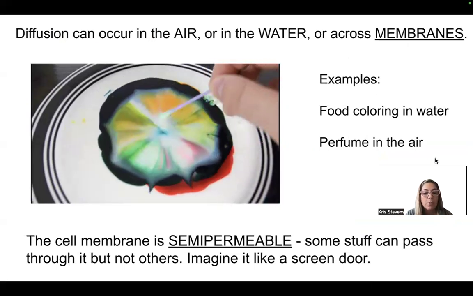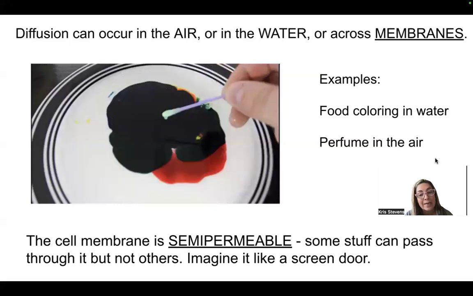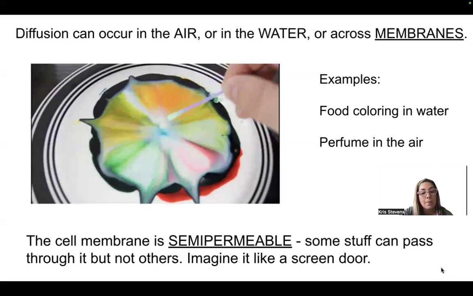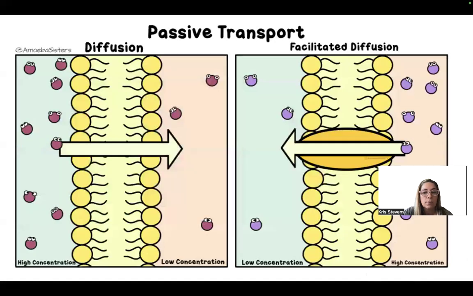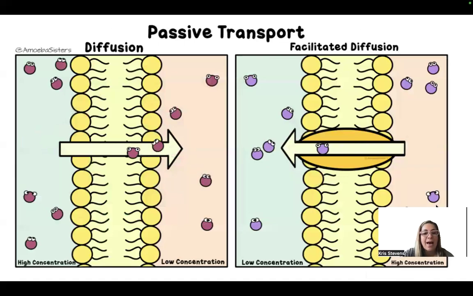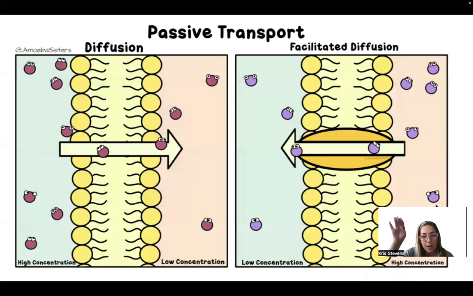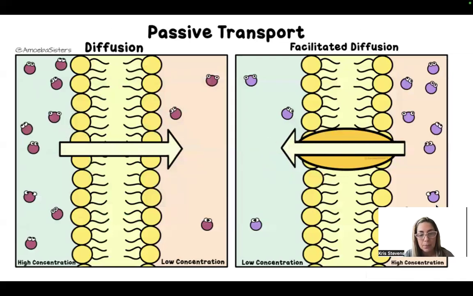The cell membrane is semi-permeable, or selectively permeable. Some things go in, some things can go out. Imagine it's like a screen door. Passive transport is always from an area of high concentration to low concentration. So high to low, and it goes with the concentration gradient. Diffusion, facilitated diffusion, and osmosis are all types of passive transport.